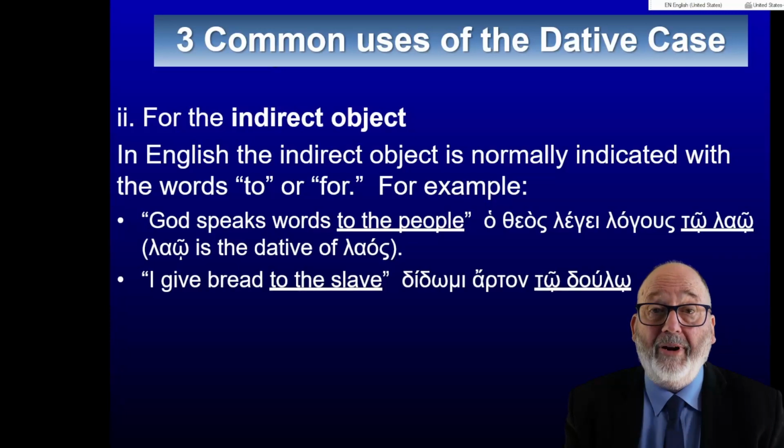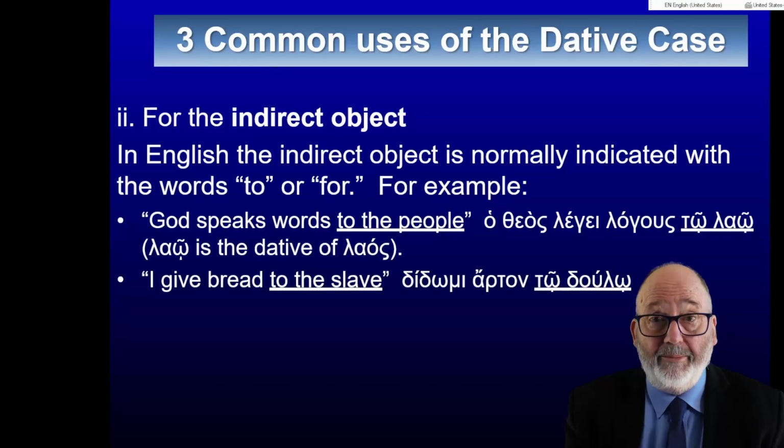I give bread to the slaves. I, subject; give, verb; bread, direct object; to the slaves, indirect object. You can see an indirect object is expressed with to or for in English. Although don't get carried away with that, because to and for are used for other things in English besides expressing indirect objects. And I've placed the equivalent Greek there for you to look at. You have all the words for the first sentence.